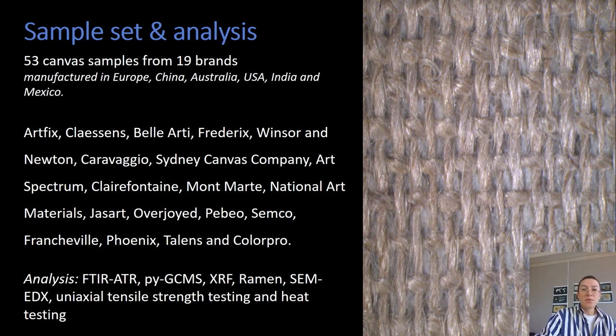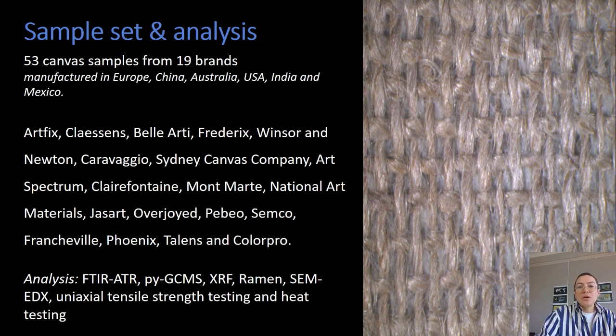53 commercially primed artist canvases were collected in 2018 and 2019 from art stores in Australia and Singapore, representing 19 brands, manufactured in Europe, China, Australia, the USA, India, and Mexico. The brand names are listed on this slide.